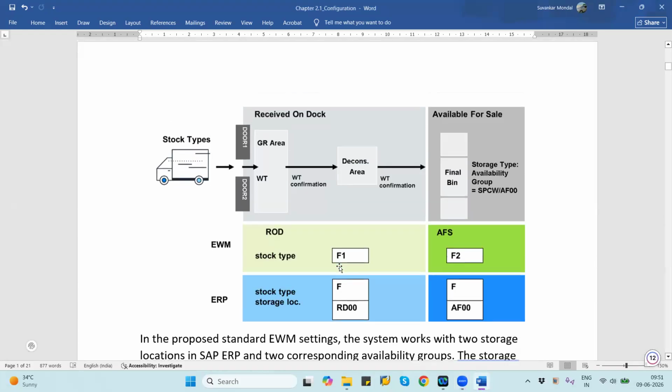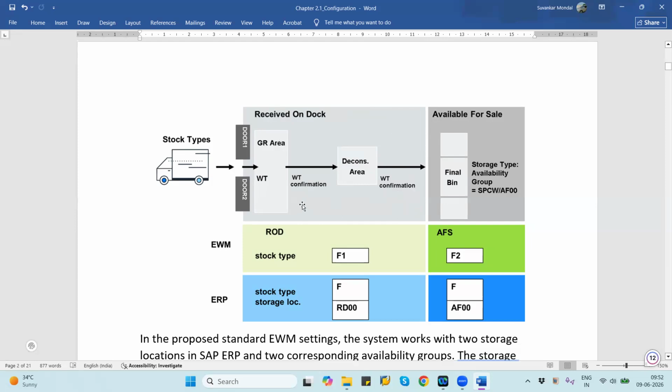Now, look at this picture. It will be clear for all of you. Stock type concept. Suppose some stock has been received. So first, where are we putting the stock? Received on dock storage location, ROD storage location. Consider this section the ROD storage location of ERP. It can be at the GR zone or at the consolidation area, whatever it may be. It is still in the receiving on dock location.